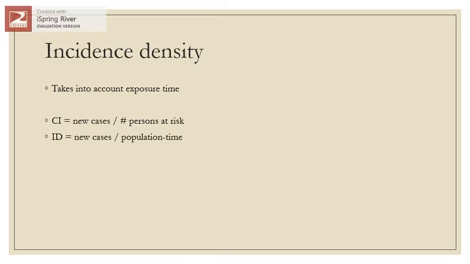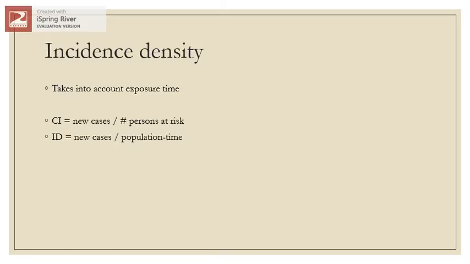Okay, another measure of incidence that we can use is called incidence density. This is done to account for time exposed. So for some conditions, your risk depends on how long you're exposed to whatever risk factor. So with cumulative incidence, that was on the previous slide, remember, that was the number of new cases divided by the number of people at risk.